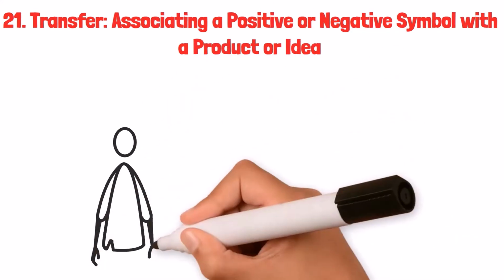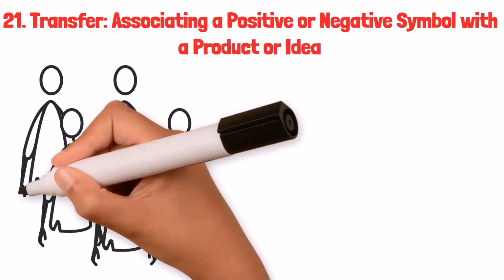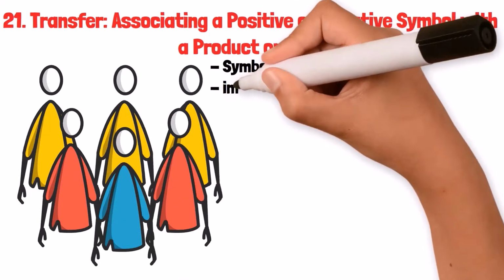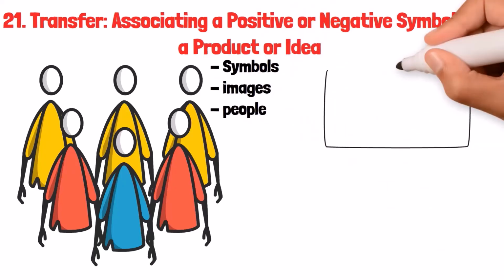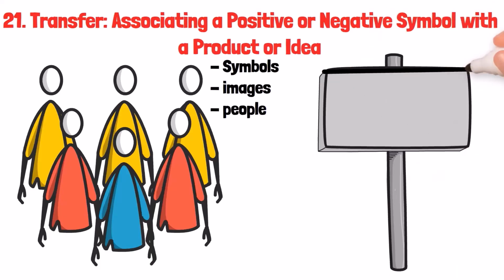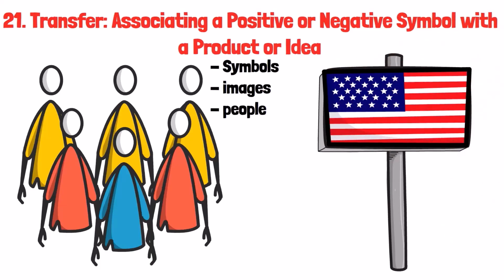Transfer involves associating a product, idea, or policy with something already viewed positively or negatively by the audience. This can include symbols, images, or people that evoke strong emotions. For example, an advertisement might feature a product alongside an American flag to evoke feelings of patriotism, suggesting that buying the product is an act of national loyalty.